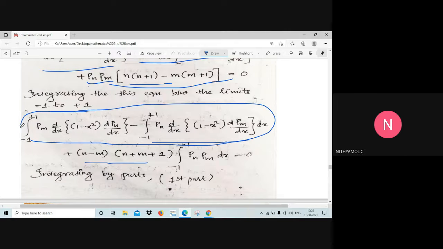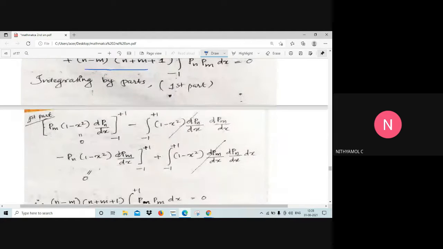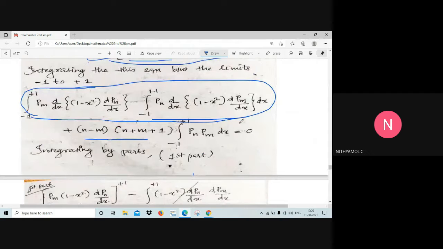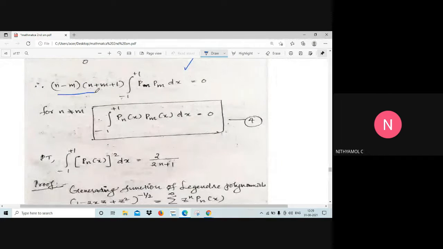the first and the second term. Okay, this first and the second term we can integrate by parts. When we are doing this integration by parts, all the terms will be 0 because of this plus and this minus, and this term will be 0. When we are giving the limits plus 1 and minus 1, then this term will be 0. Then we are left with the third term.